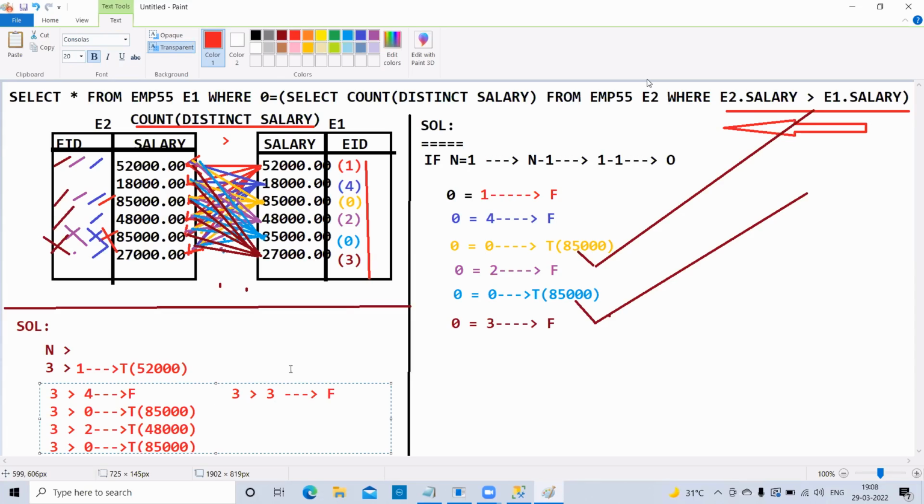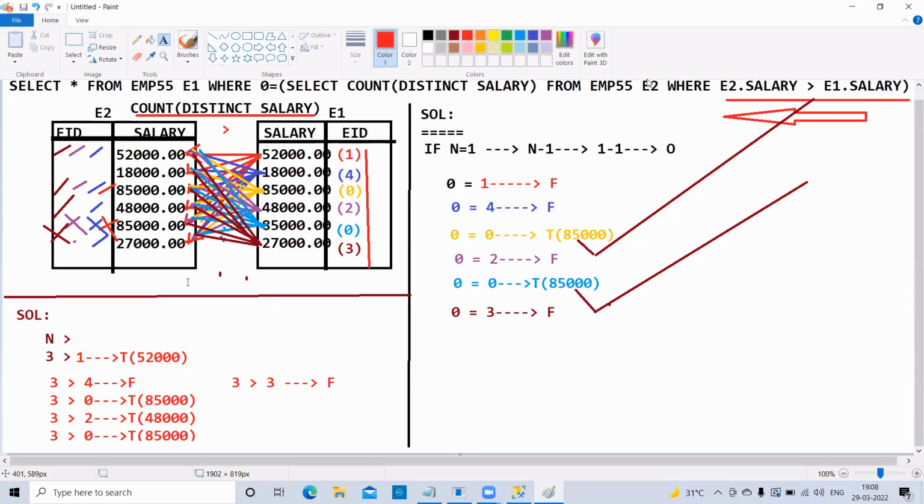That was happening here, guys. After that, you can see the values: 85,000 is my first highest salary, then 52, and 48. So these are the highest salaries, guys. So we found the top 3 highest salaries here.